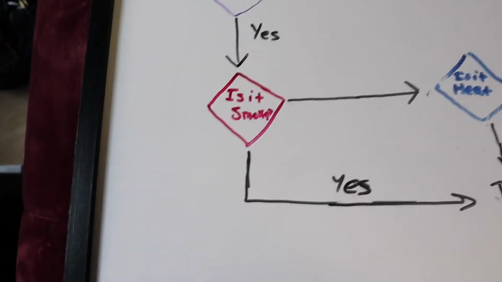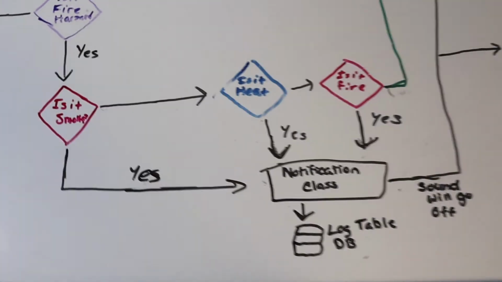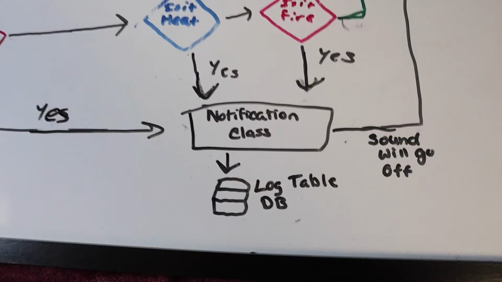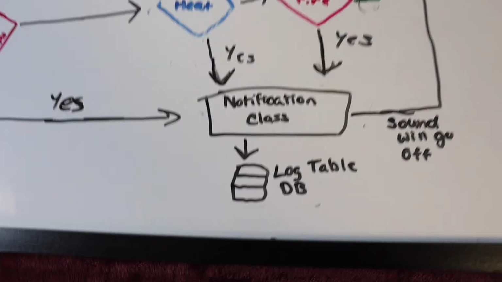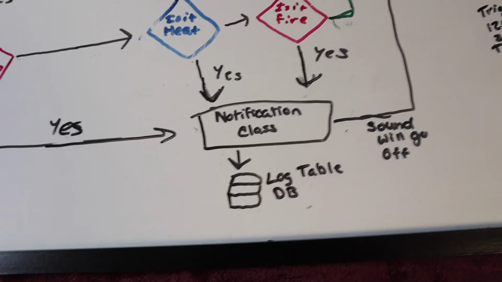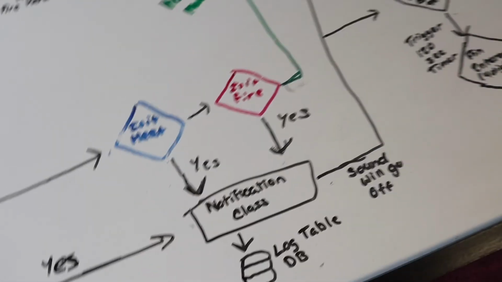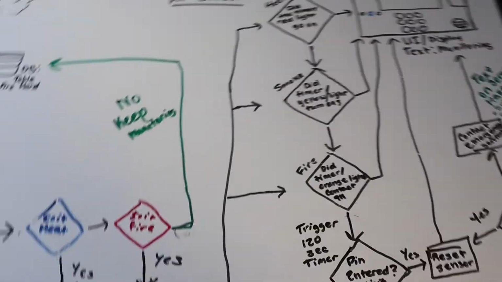And I have diamonds throughout my flow chart that make decisions about different scenarios. And the rectangles mean that each time there's a decision, it has to go through a process. And this one has a notification class. It's going to log. There's a log table that goes to the database. And then we have different scenarios.